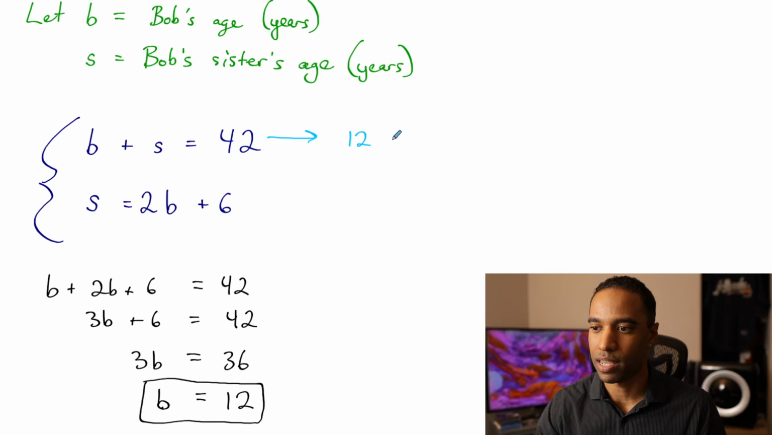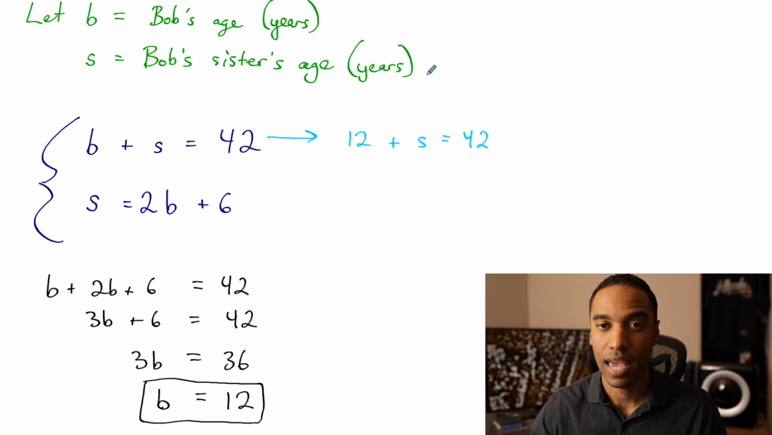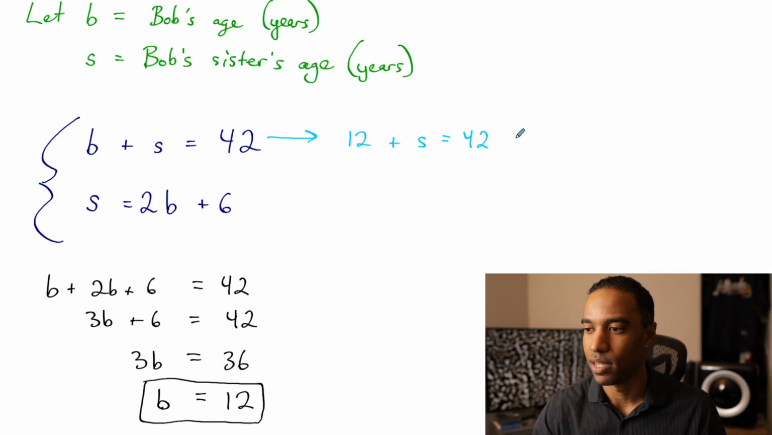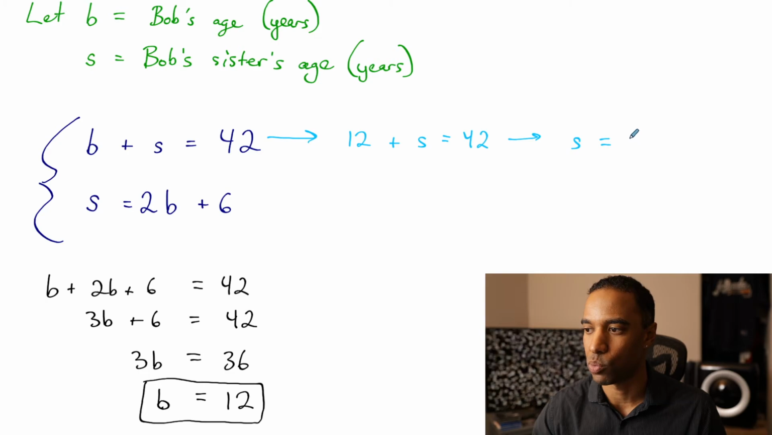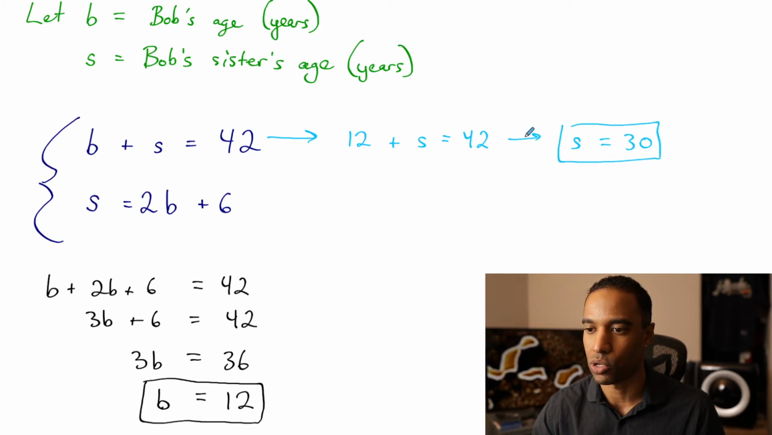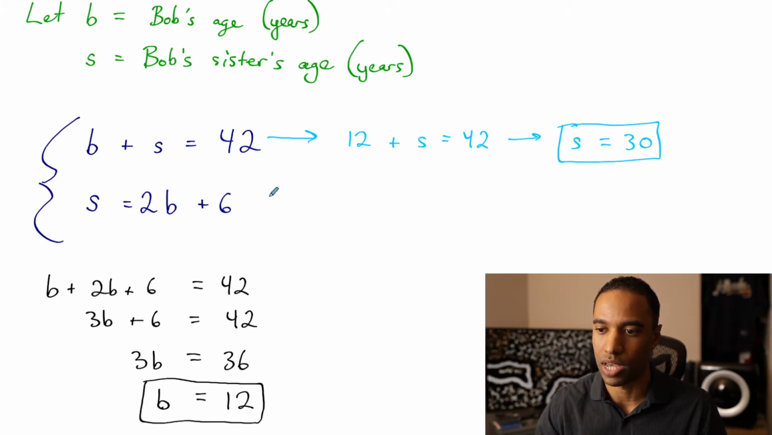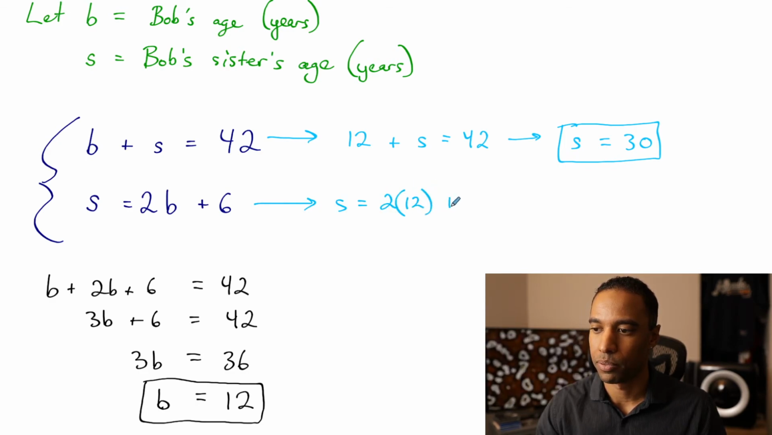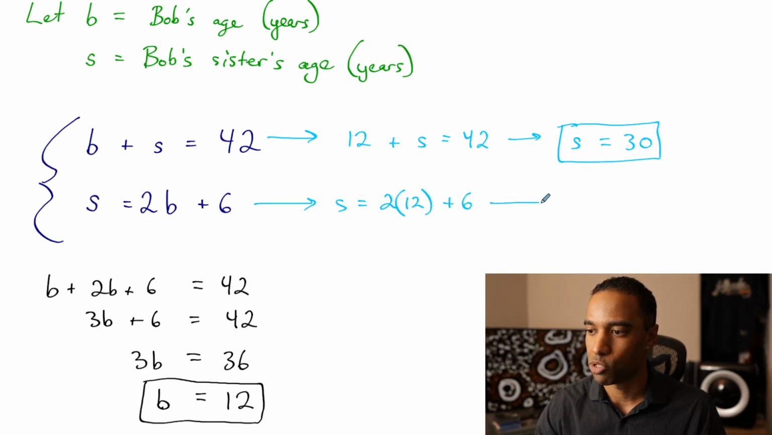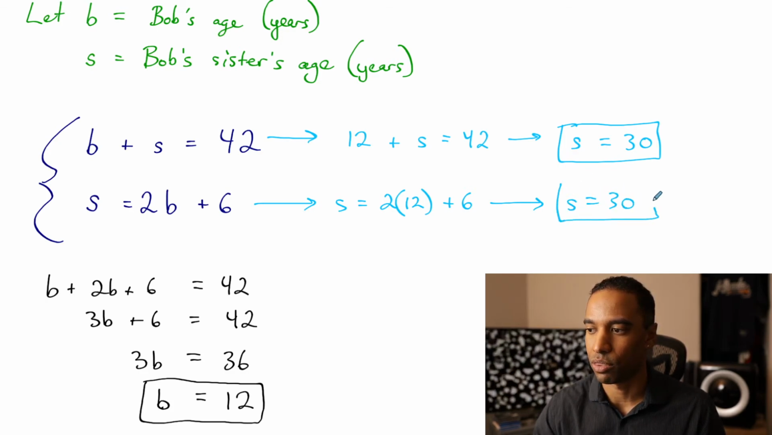If I do 12 right here, 12 plus S equals 42. Subtract 12 from both sides. I'll leave S right here, and 42 minus 12 is 30. S equals 30. It looks like sister is 30 years old. Let's confirm that by doing it one more time. Let's substitute 12 into this part right here. S equals 2 times 12 plus 6. 2 times 12 is 24. 24 plus 6 is 30. S is still 30 right there.